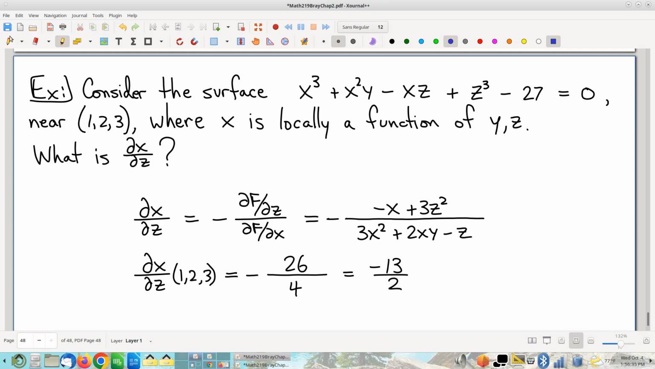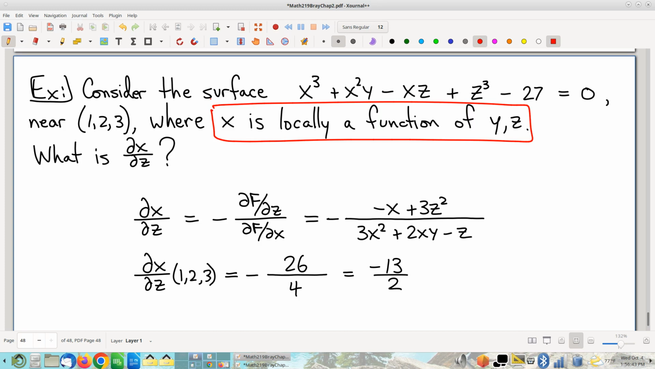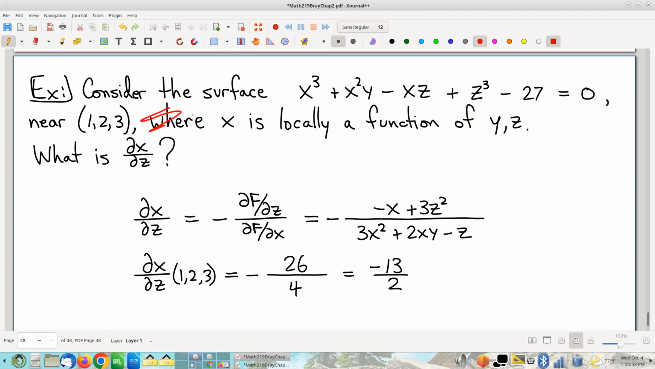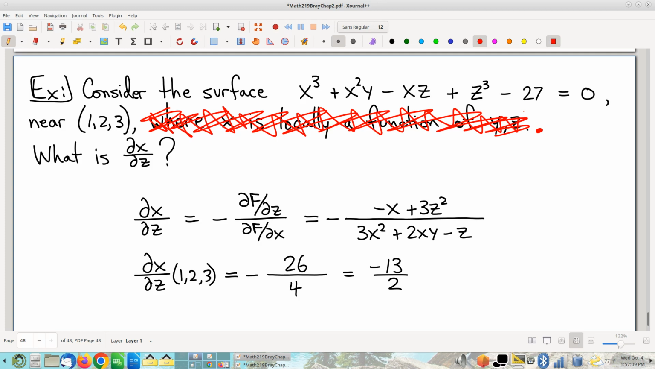It is usually not the case that the question will come to you where it's given that x is already established, or whichever variable you've been asked to take a partial of, to be a function. Usually that's part of the question, right? So usually the question will look like this. It'll say, consider the surface, blah, blah, near a certain point, period. No free information about what is and isn't a function. And the question will then ask you for a partial of one of these variables with respect to one of the others.